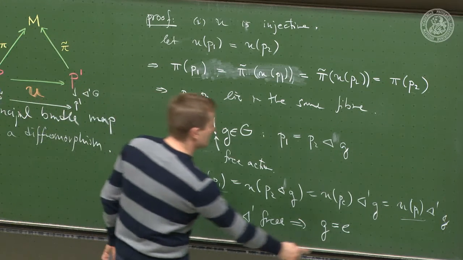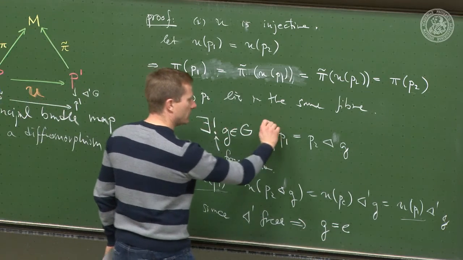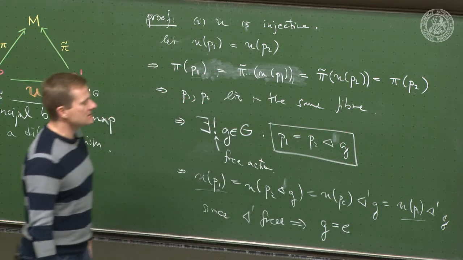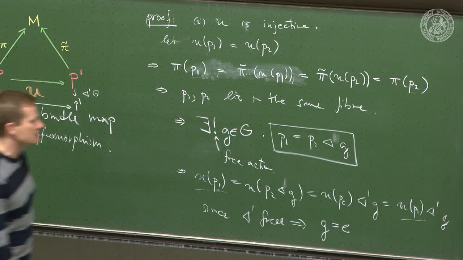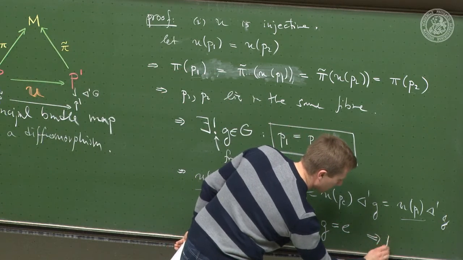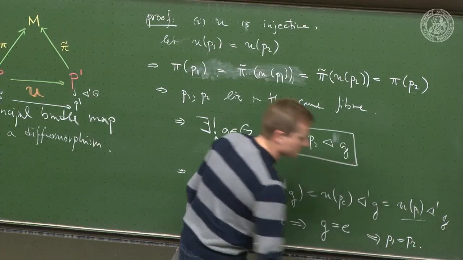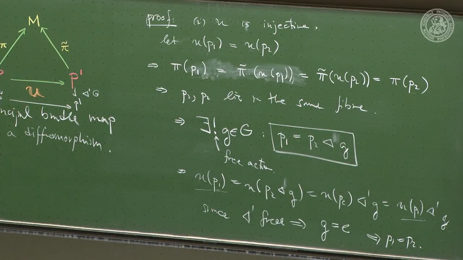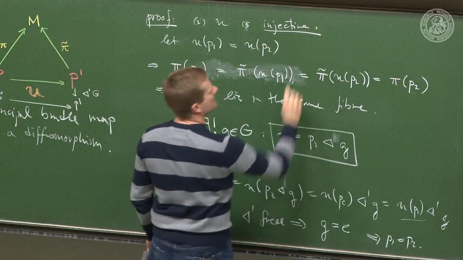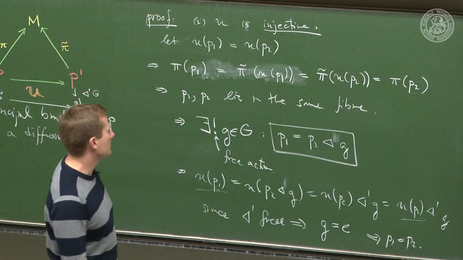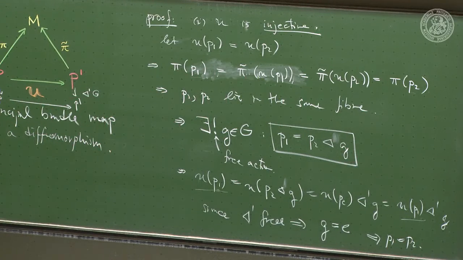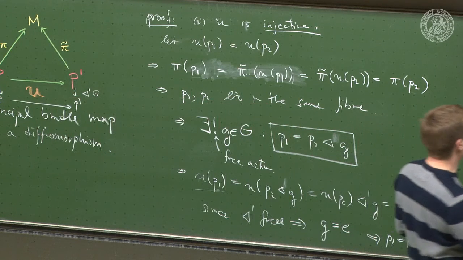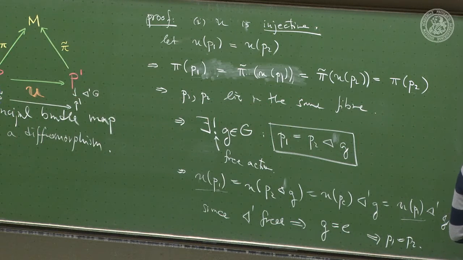Yeah, but if G is the identity, we go back to this point here, and we see this G all along was the identity, hence P1 equals P2. That's it, okay? And U is injective. And you see we used both the bundle map property and the principal bundle map extra equivariance property. Okay, that's this guy. Now, second, U is surjective.